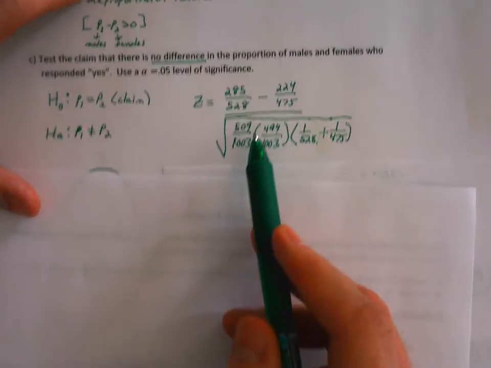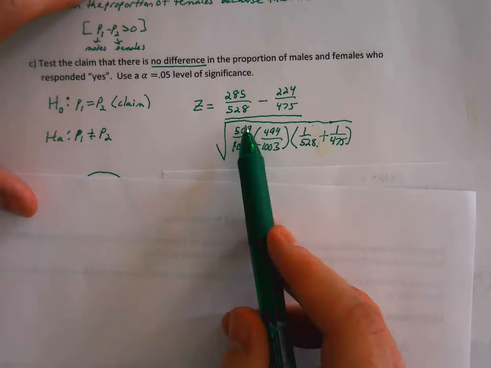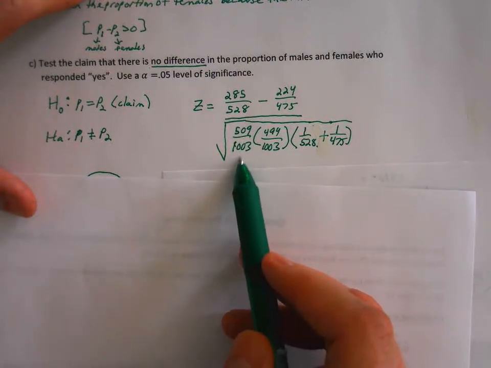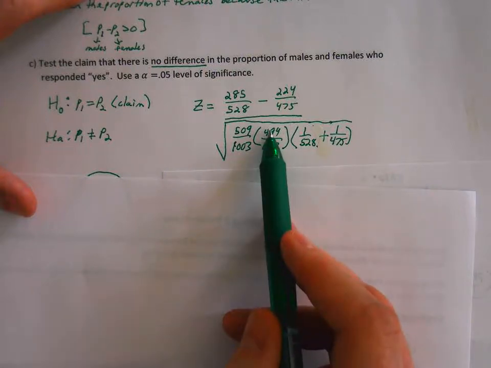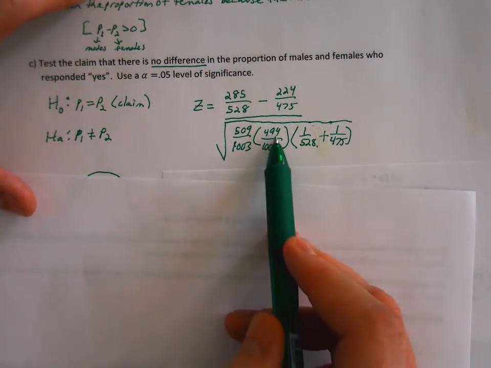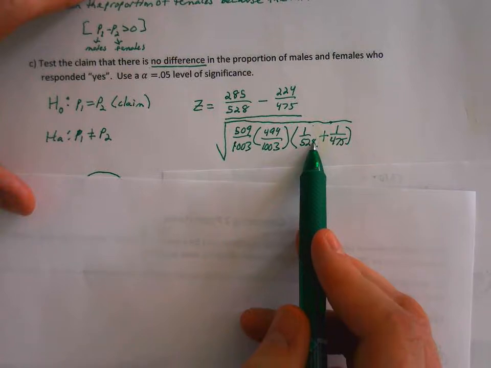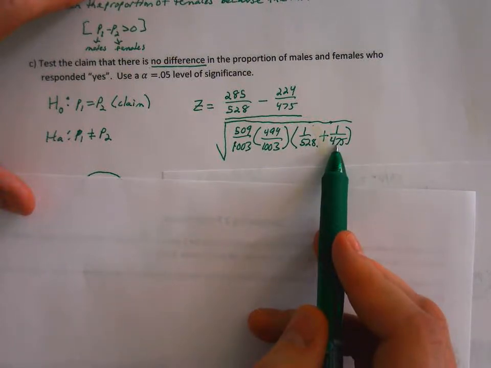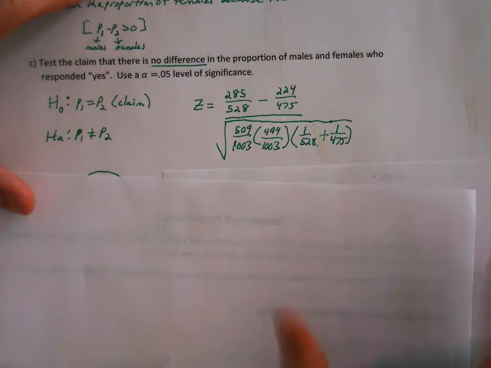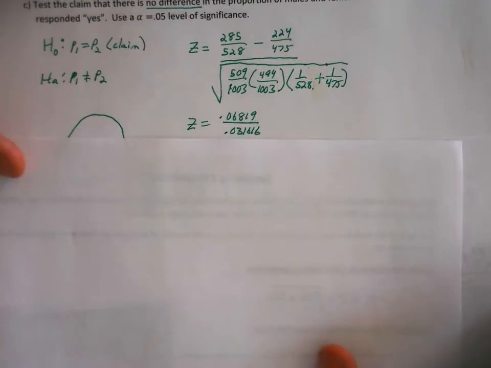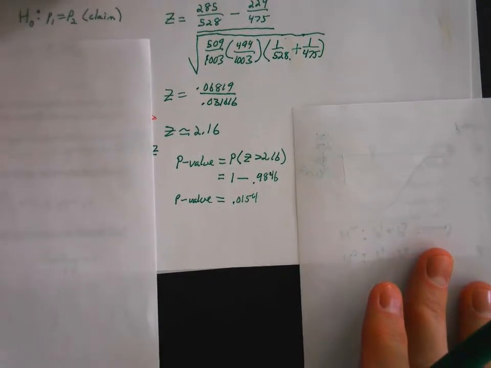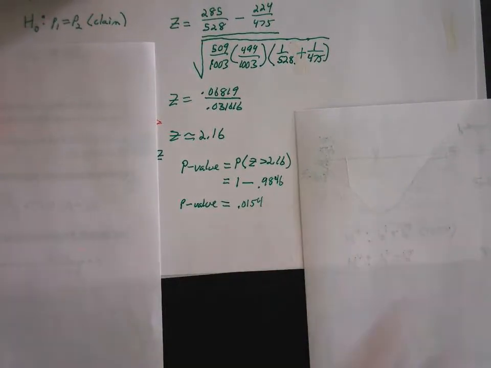So here, there were 509 total people that said yes out of 1,003 total people. The complement of that would be 494 out of 1,003. Those were the total number of people that said no, or not yes, out of 1,003. And then there's 528 in the first sample, 475 in the second sample. Do all that arithmetic in your calculator, and we end up with a z-score of about 2.16.